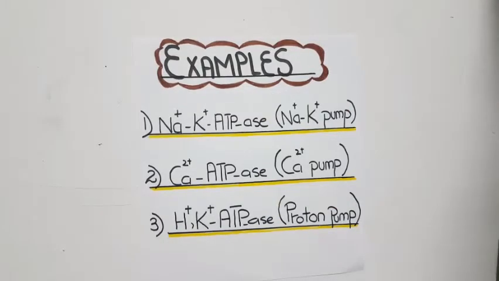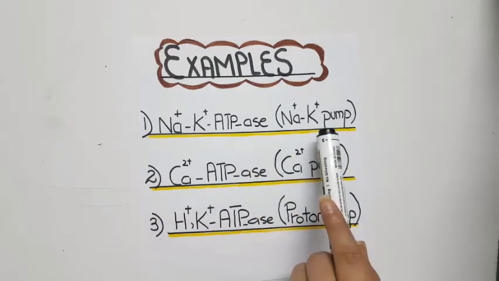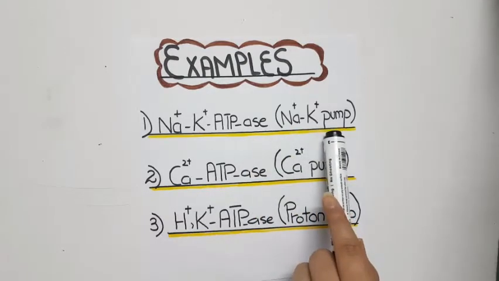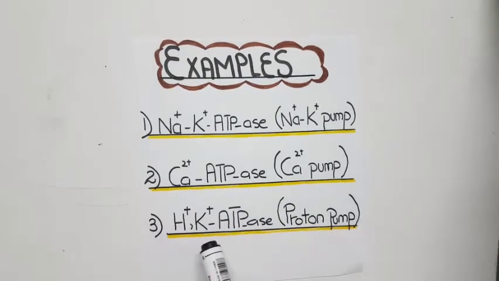These are the different pumps, or transmembrane proteins, that transport ions across the membrane using the active transport process: the sodium potassium ATPase or sodium potassium pump, calcium ATPase or calcium pump, and hydrogen potassium ATPase or the proton pump. Each one of these will be discussed separately in detail.